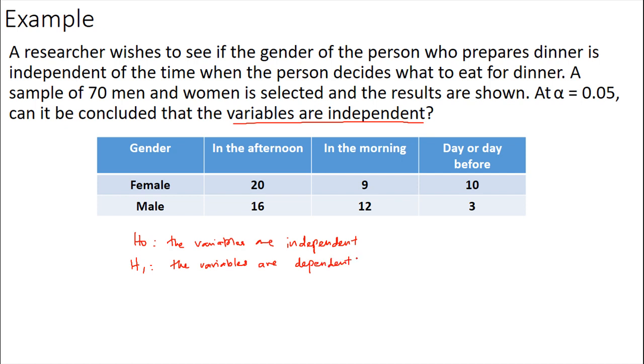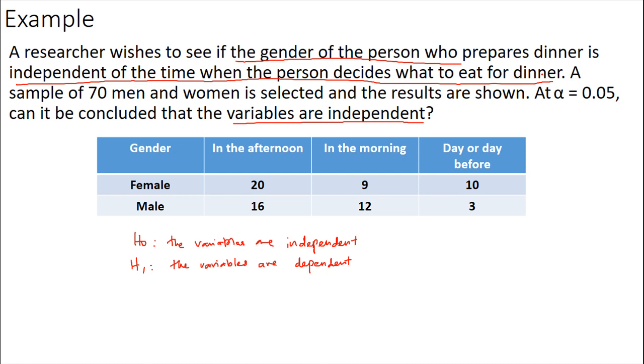Or it's better for you to write in the full sentence. Okay, you can just take from this question. The gender of the person who prepares dinner is independent of the time when the person decides to eat for dinner. Okay, that is our H naught. The H1 is the gender of the person who prepares dinner is dependent of the time. Okay, so in the full sentence.